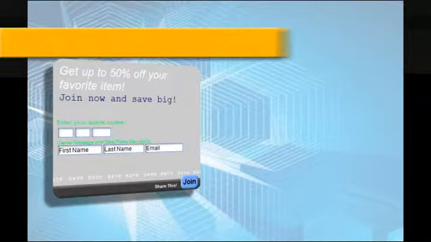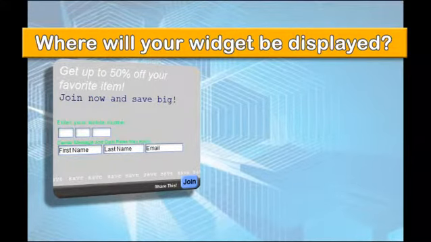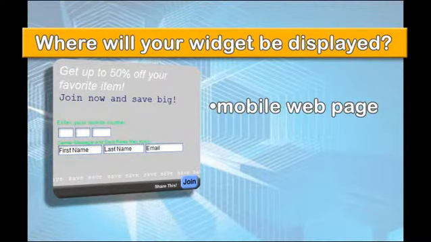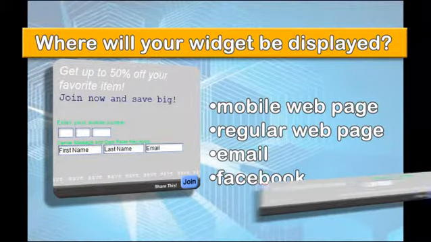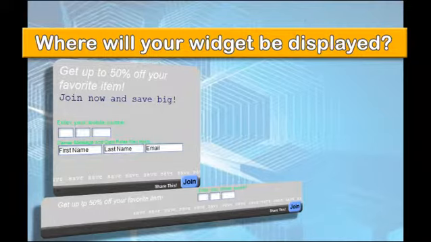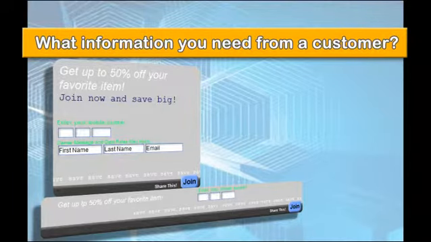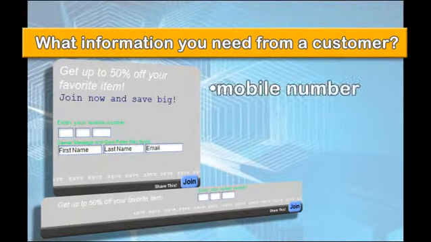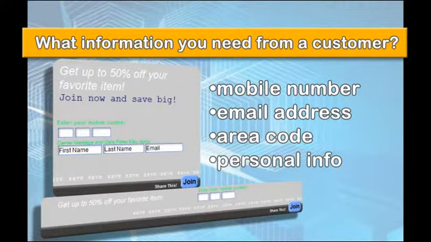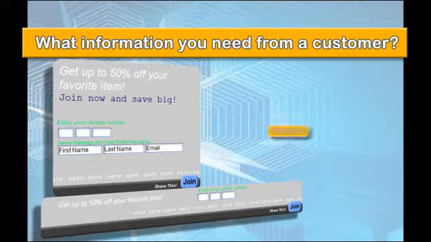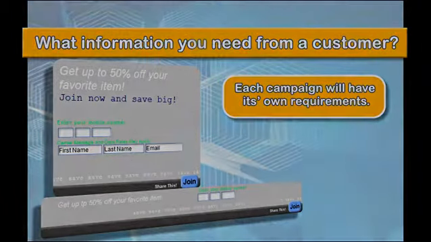Before creating an opt-in widget, it is helpful to know where it is going to be displayed. Is it on a mobile web page or regular web page, an email, or Facebook, a banner or full-size widget? We'll also need to know what information you need from a customer, their mobile phone number, email address, area code, personal information. Each campaign will have its own requirements.